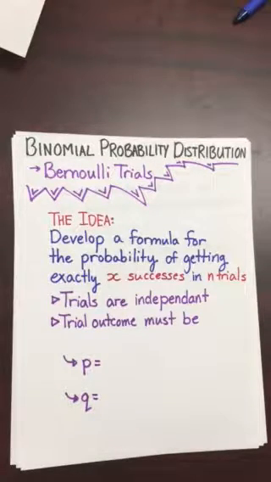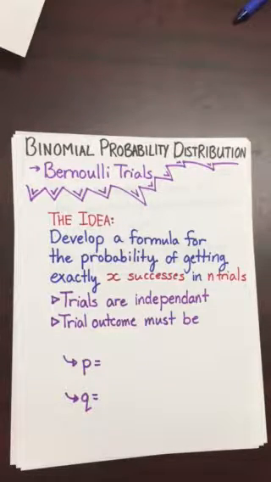So in this video, we're going to learn about binomial probability distributions, which are very similar to geometric distributions, but a little bit different. Hope you pick up on some of the subtle differences here. This is also called Bernoulli Trials, the other common name you might hear. The idea of what we're trying to do is find a formula for the probability of getting exactly x successes, so x number of successes in n trials.